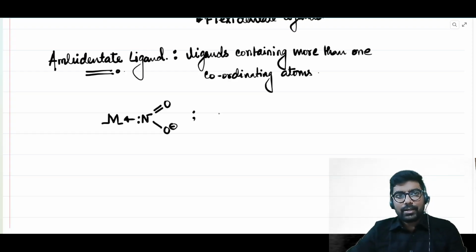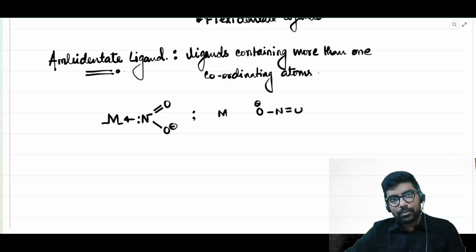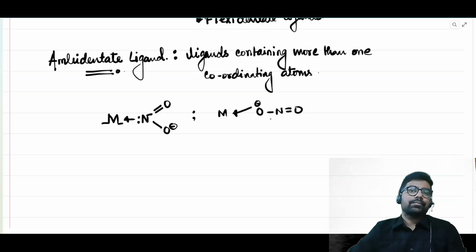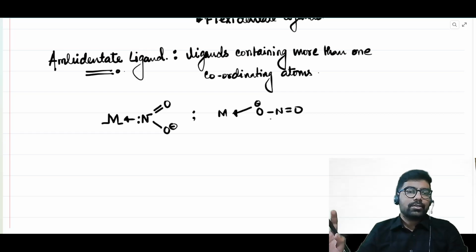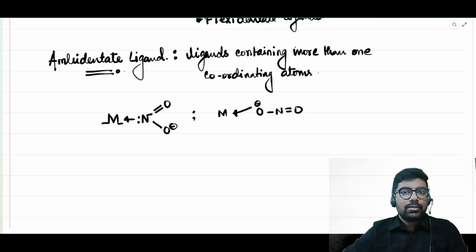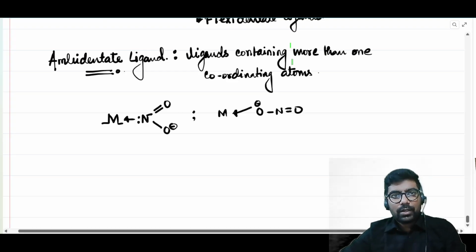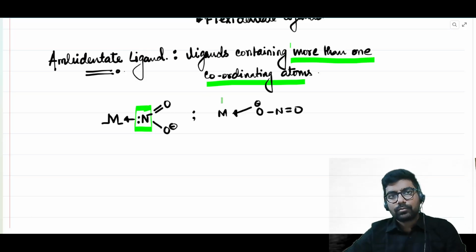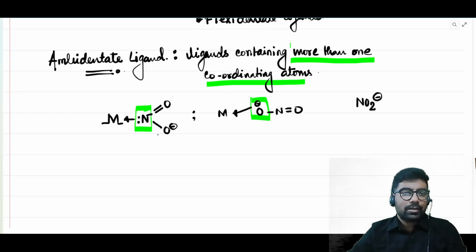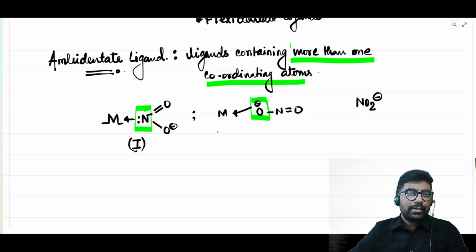Okay. Similarly, again the nitro group, metal is there, O minus is there, N double bond O. It can combine with the negative charge also. So the basic difference is it has two atoms that can be used for combination. So it has more than one coordinating atom. Over here, what are the coordinating atoms? One is nitrogen, one is O minus of oxygen. Both are nitro groups, basically the group is NO2 minus, but in the first one, nitrogen is acting as the binding center. In the second one, oxygen is acting as the binding center.